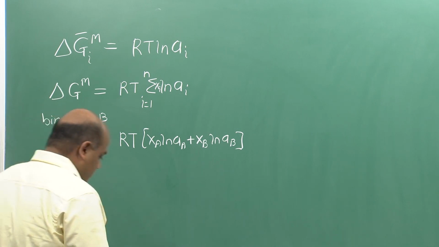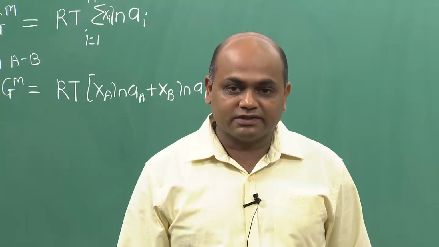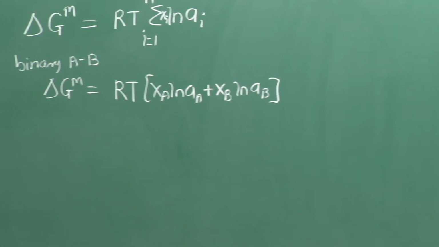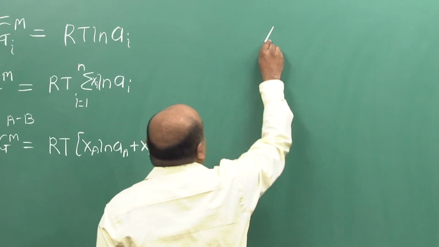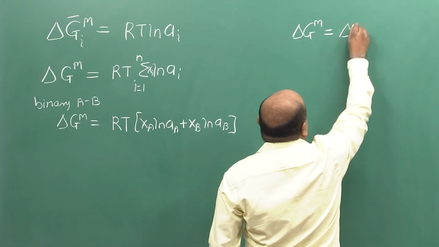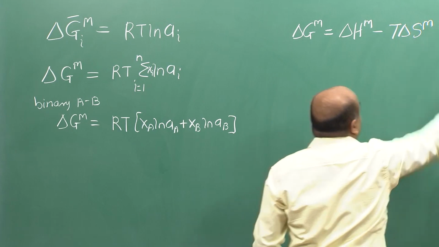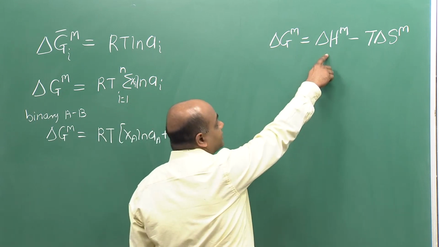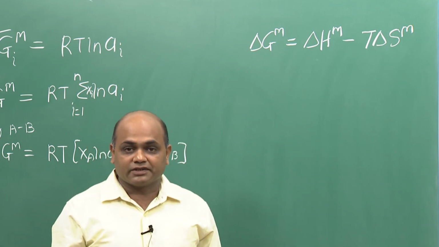So, now we will go over a couple of models of forming the solution of condensed phases. We will talk particularly about solids, so that we understand how the process occurs physically. Okay. So, delta Gm or the molar Gibbs free energy of mixing can also be written as delta Hm minus T delta Sm. This is at constant temperature and pressure, where delta Hm is molar enthalpy of mixing and delta Sm is the molar entropy of mixing.